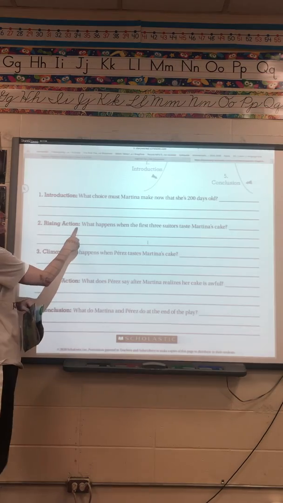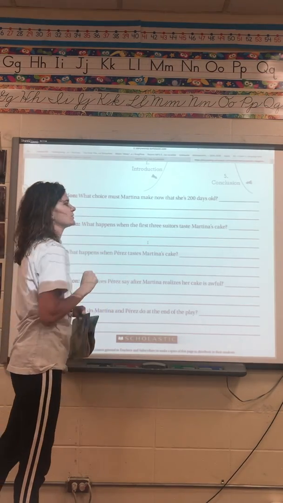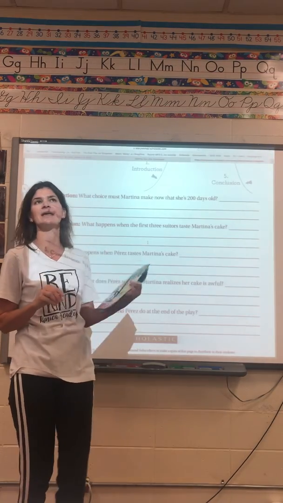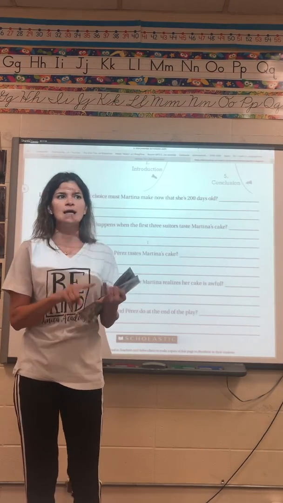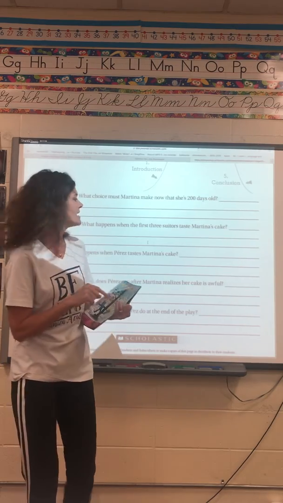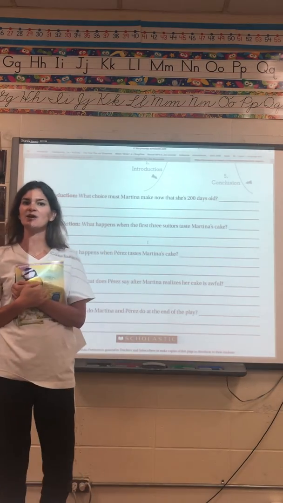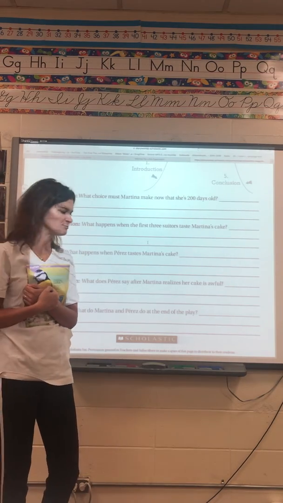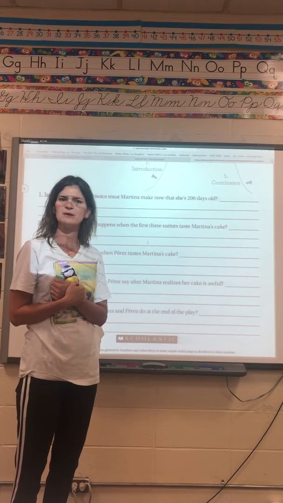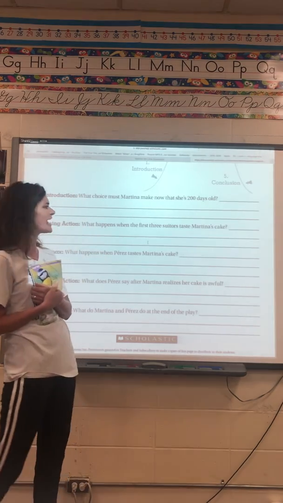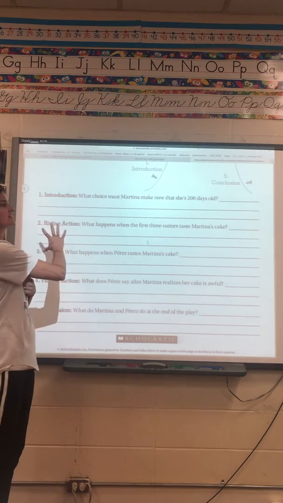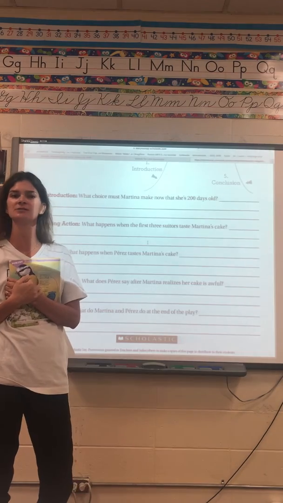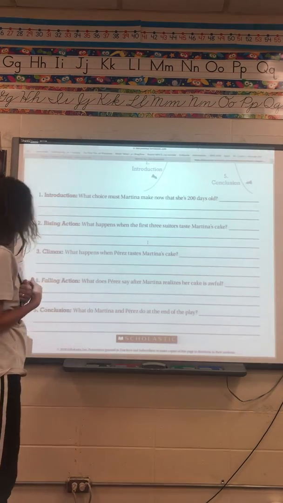The rising action here. What happens when the first three suitors taste Martina's cake? So we have a snail and a bat and a crab. And what happens when they taste the cake? Are they gracious and kind? Absolutely not. They are rude. They spat her cake out and told her it was terrible, and then they scampered away, didn't they? So I want you to get that written in your own words here, and make sure you check for capital letters and punctuation.